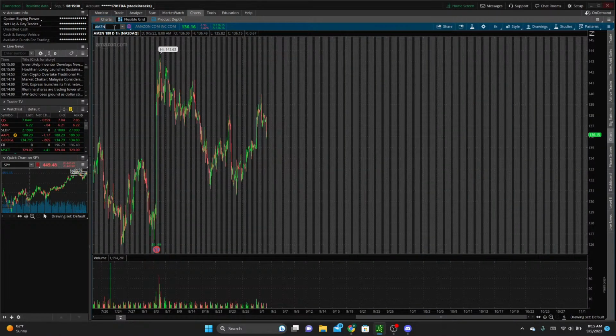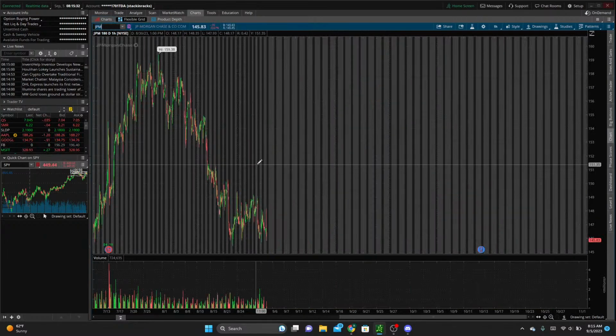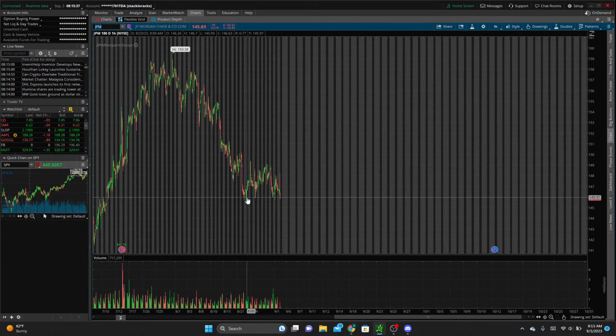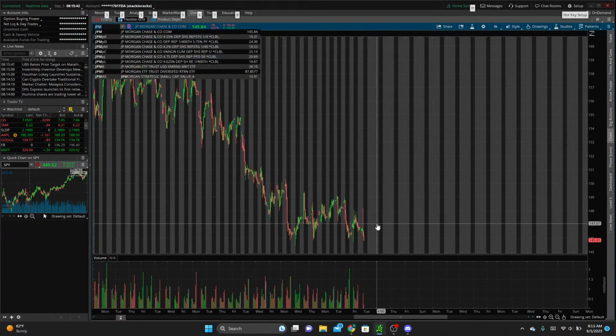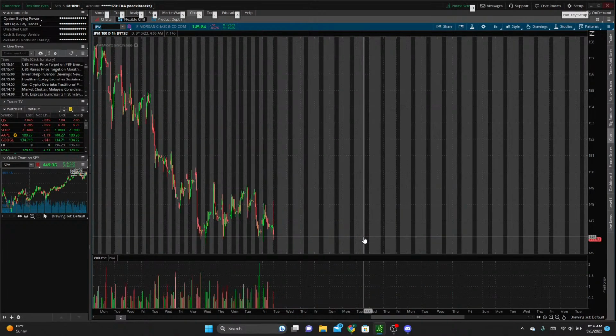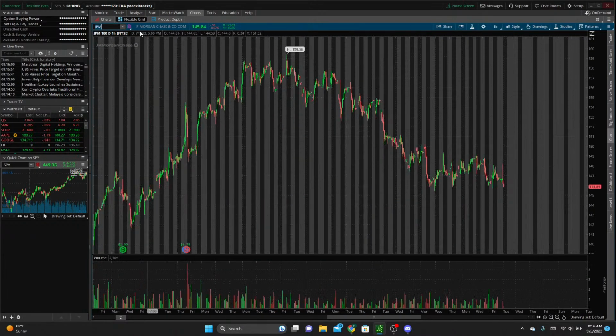On JPM. Ooh, I see you. Yeah, it's breaking out of that support, huh? Yeah, fair enough. It looks like it's got a little bit of potential areas where it might bounce, but yeah, that big level at 145, or 146 rather. I see you.